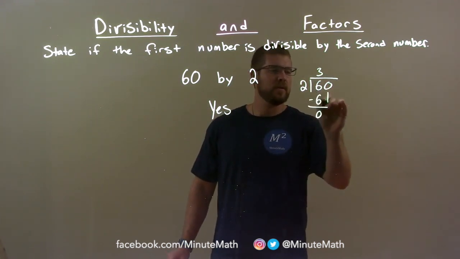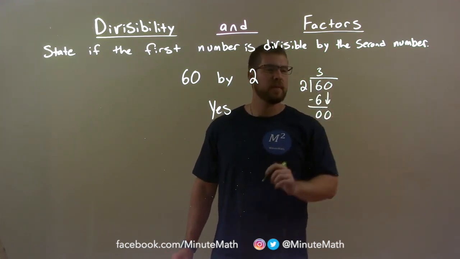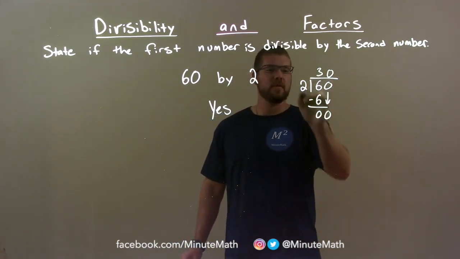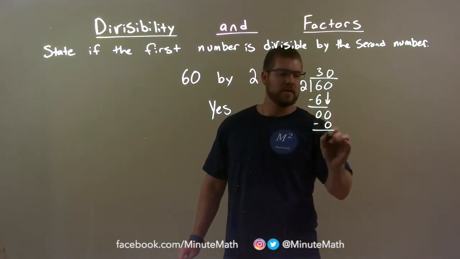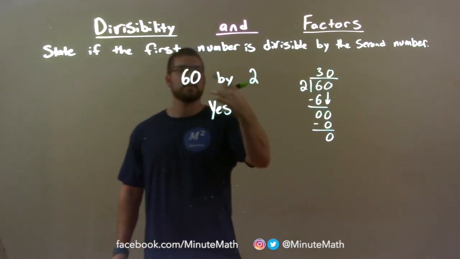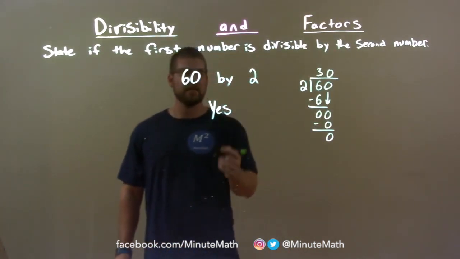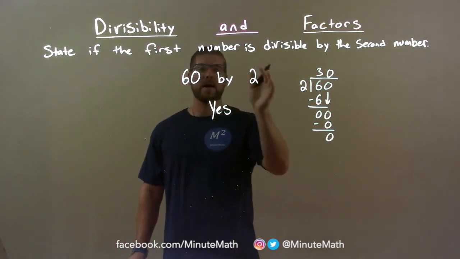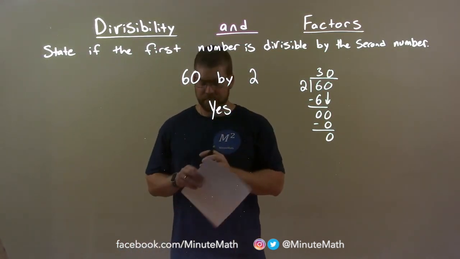Subtract, we got 0. Bring down this 0. 2 goes into 0 0 times. 0 times 2 is 0. Subtract them, we end with 0. It goes in evenly, meaning 2 goes into 60 evenly, so 60 is divisible by 2. So, yes.